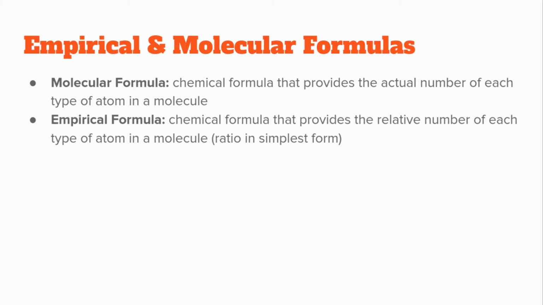So for empirical and molecular formulas, we learned about these last year. Empirical formulas are the chemical formula that is the simplest whole number ratio of atoms in a molecule. So it's basically completely simplified. It may be the true formula and it may not be. It may just be a simplification of it. The molecular formula is always the true formula. It's the actual number of each atom in a compound. So the molecular formula is typically a multiple of the empirical formula, and we can use molar masses to figure out what that multiple will be.